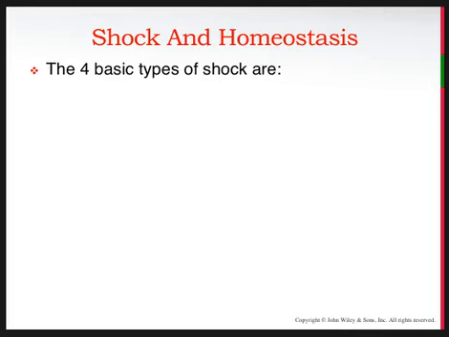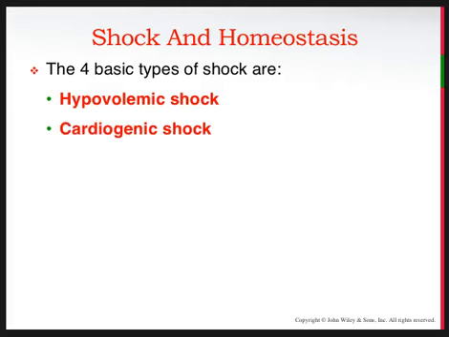We have 4 basic forms of shock. The first one we're going to talk about is hypovolemic shock. Hypovolemic, hypo, low, volemic, volume. So we have a low blood volume, a decreased blood volume, and that's hypovolemic shock. Our second one is cardiogenic shock. Cardiogenic is shock that's the result of poor heart function. The heart is not performing adequately, and therefore we're not getting the appropriate level of perfusion to critical tissues.